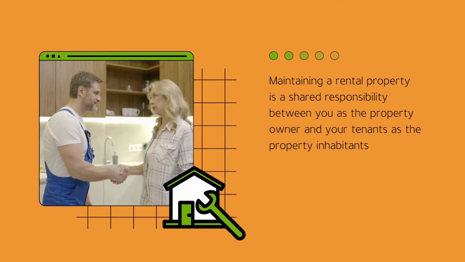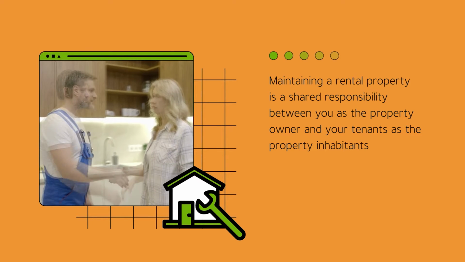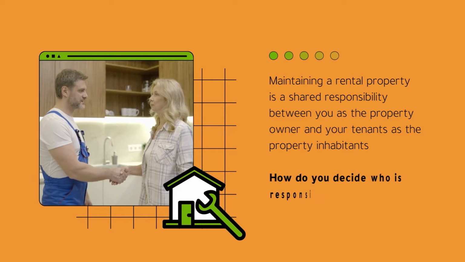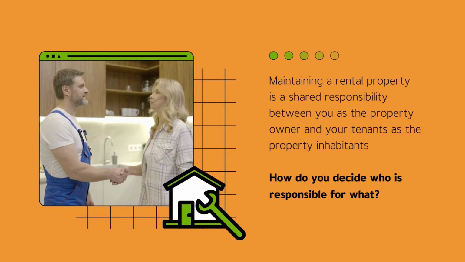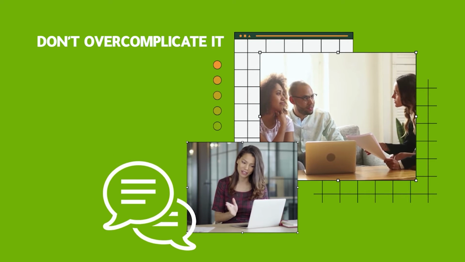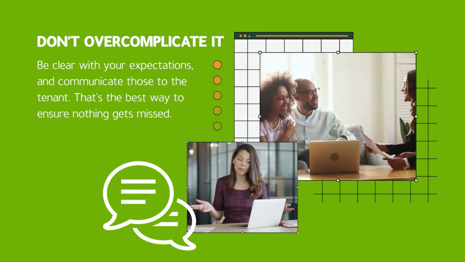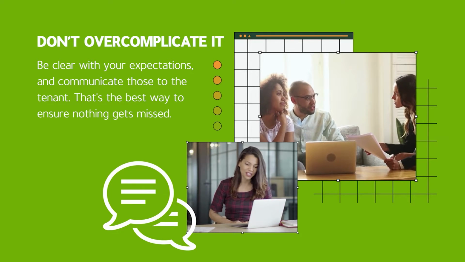Maintaining a rental property is a shared responsibility between you as the property owner and your tenants as the property inhabitants. How do you decide who's responsible for what? Don't overcomplicate it. Be clear with your expectations and communicate those to the tenant. That's the best way to ensure nothing gets missed.